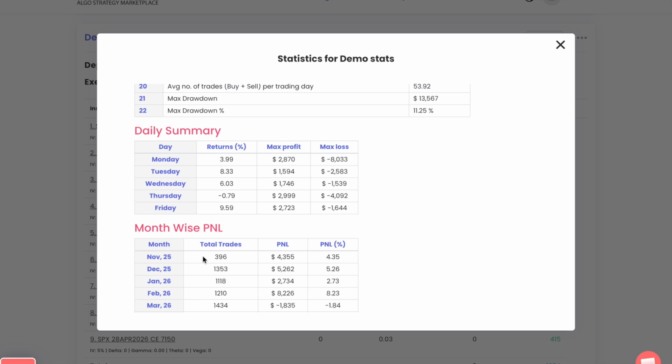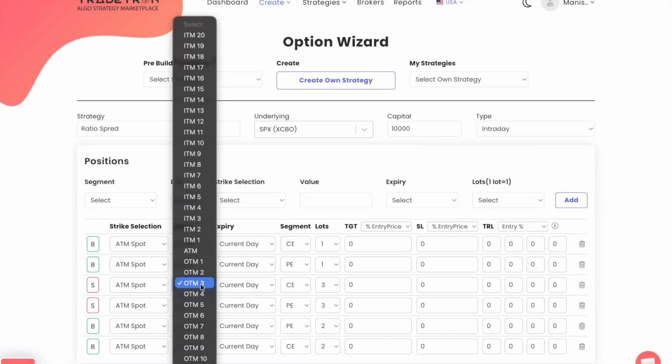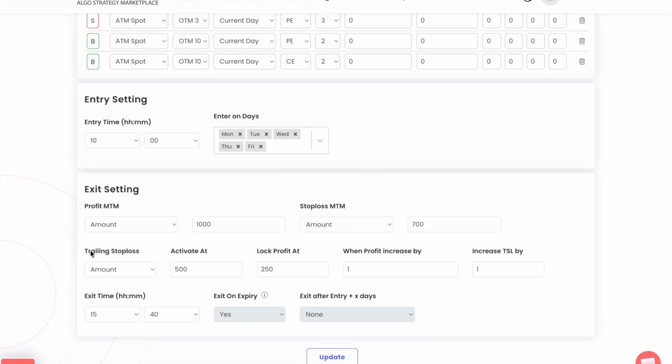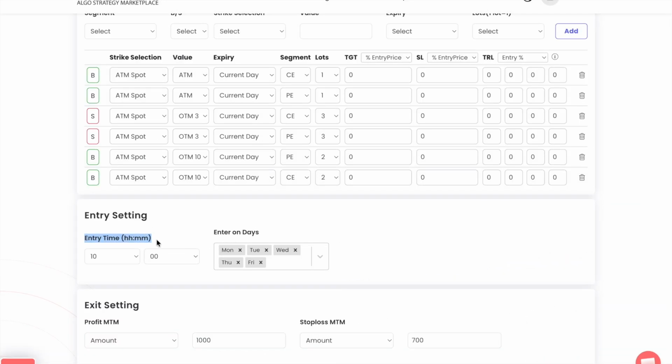You can also experiment with a few key parameters. Try changing the strike selection, for example, using OTM2 or OTM4 instead of OTM3. You can adjust trailing stop-loss values, modify the entry time, maybe 10-15 instead of 10, or even skip consistently weak days. Small changes like these can have a meaningful impact on performance.